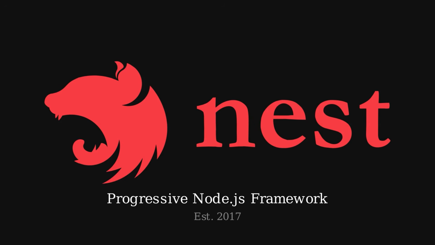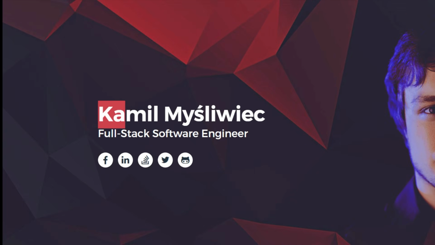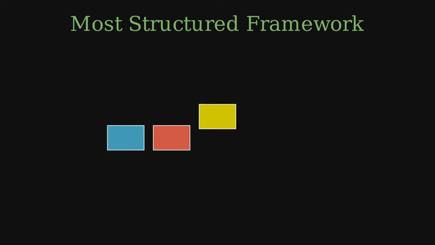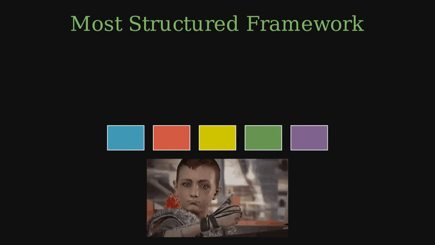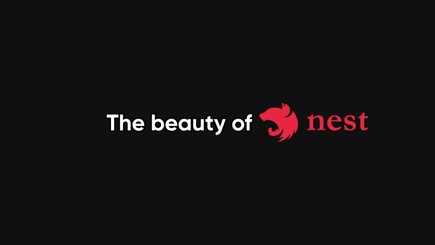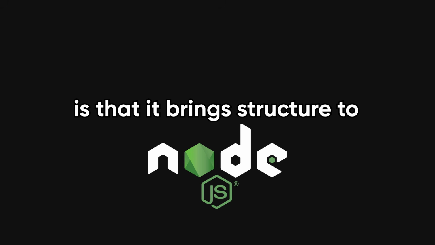Nest.js, a progressive Node.js framework for building server-side applications, was first released in 2017 by Kamil Myslivets. Nest.js has become one of the most structured and developer-friendly frameworks in the Node ecosystem. We use it to build applications that are modular, maintainable, and scalable, even as projects grow in complexity. The beauty of Nest.js is that it brings structure to Node.js development without adding unnecessary bloat.